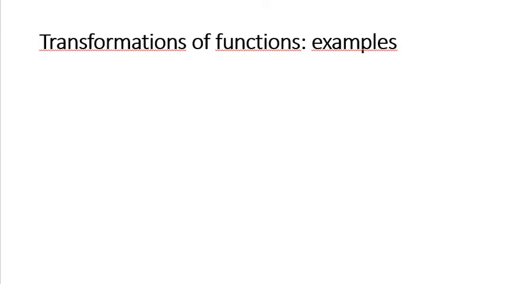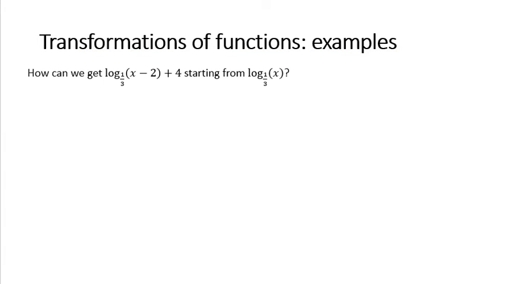Let's take the following example. How can we get the function log with base 1 over 3 of x minus 2 plus 4 starting from the log with base 1 over 3 times x? Okay, so we start from the log with base 1 over 3 of x, and we have to get to this function here. To do that, we have to work step by step.